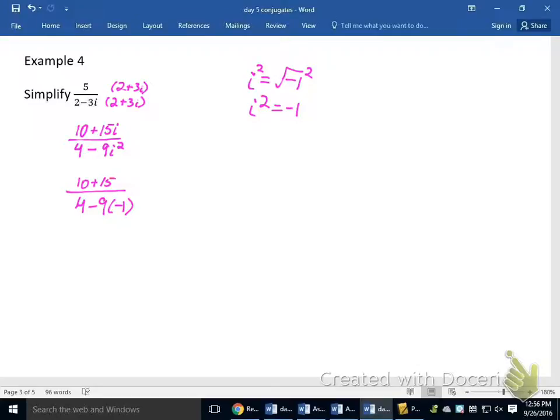Numerator again. Nothing's going to happen on the numerator, so let's just leave it as 10 plus 15i. On the denominator, though, that 4 minus 9i squared is going to become 4 plus 9 because i squared was negative 1. And 4 plus 9 is 13.